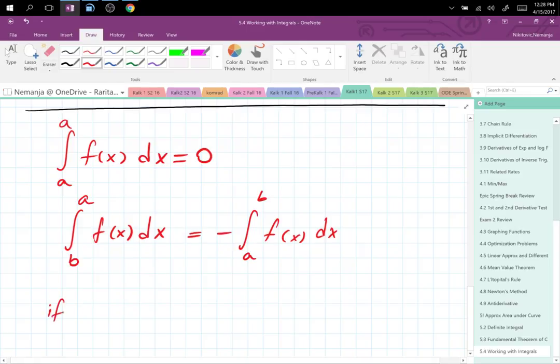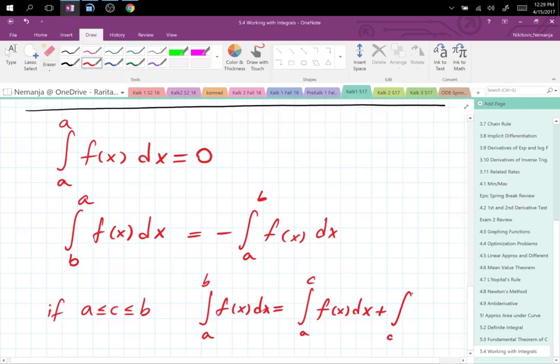So if a is less than or equal to c, less than or equal to b, so c is somewhere in between a and b, then the integral from a to b of f of x dx is equal to the integral from a to c of f of x dx plus the integral from c to b of f of x dx. So this tells us that we can interrupt an integral at any point in between.